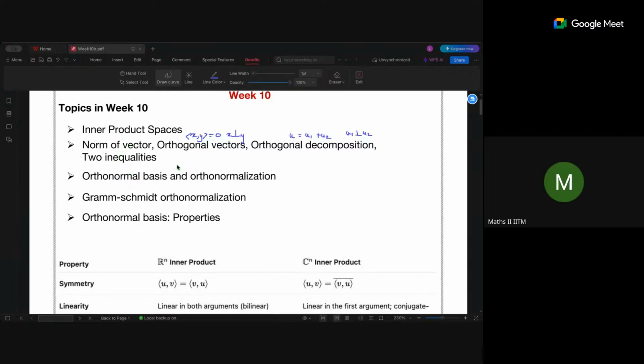No one remembers. Yes, Cauchy-Schwarz inequality. Yeah. What was the other one? Cauchy-Schwarz inequality. Exactly. Good. Least square fit.